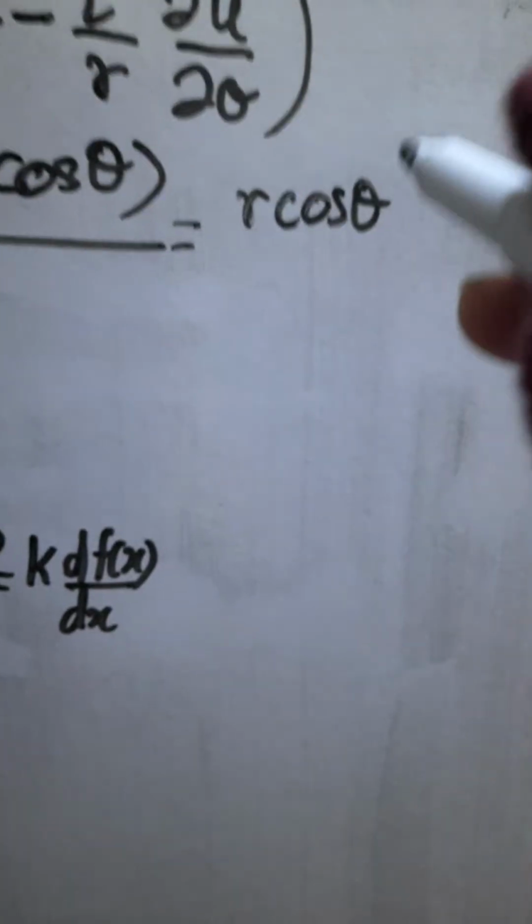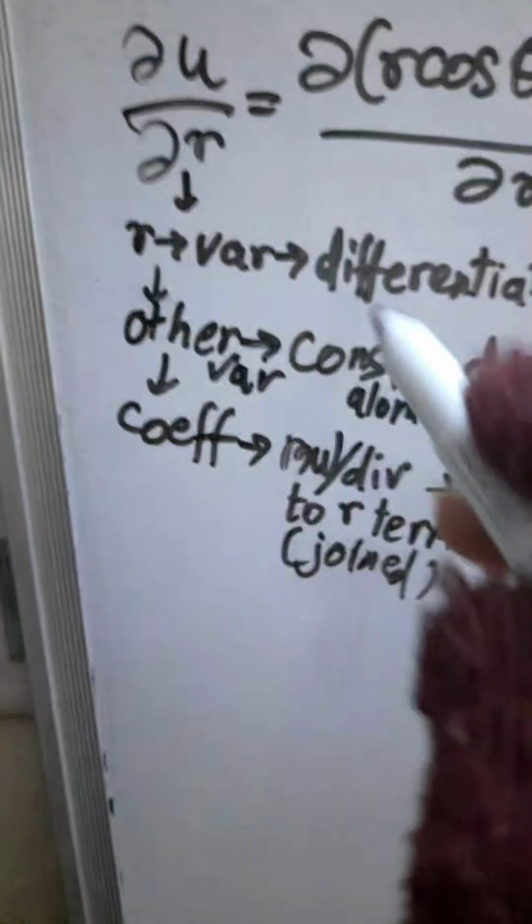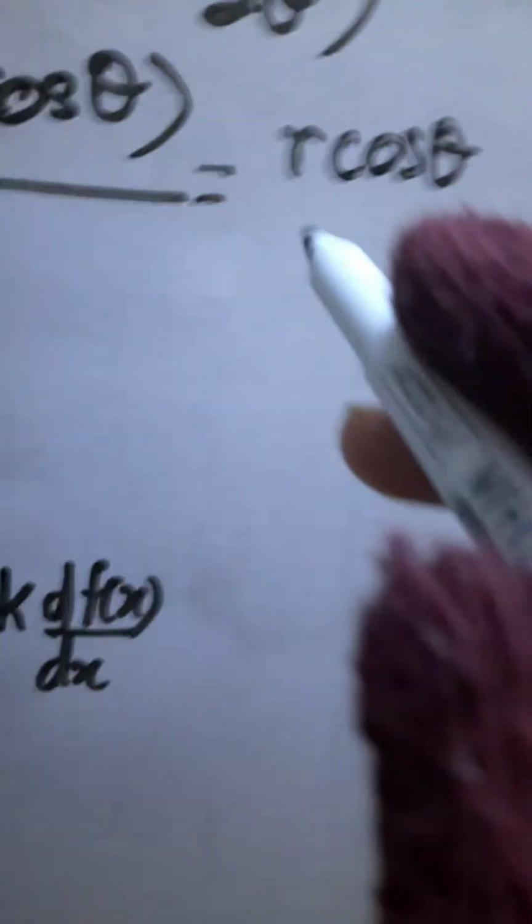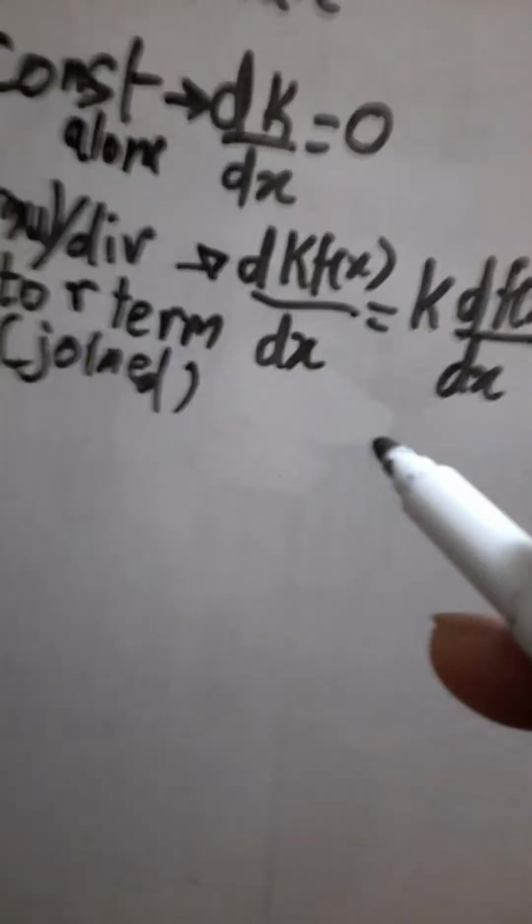But cos theta is a theta term. It is not an r term. It is different from the r term, so it would be considered either a constant or a coefficient. Is it alone? No. It is actually multiplied and joined to r, so it would be considered a coefficient. Its derivative won't be 0. It is multiplied to the r term, so it is a coefficient.